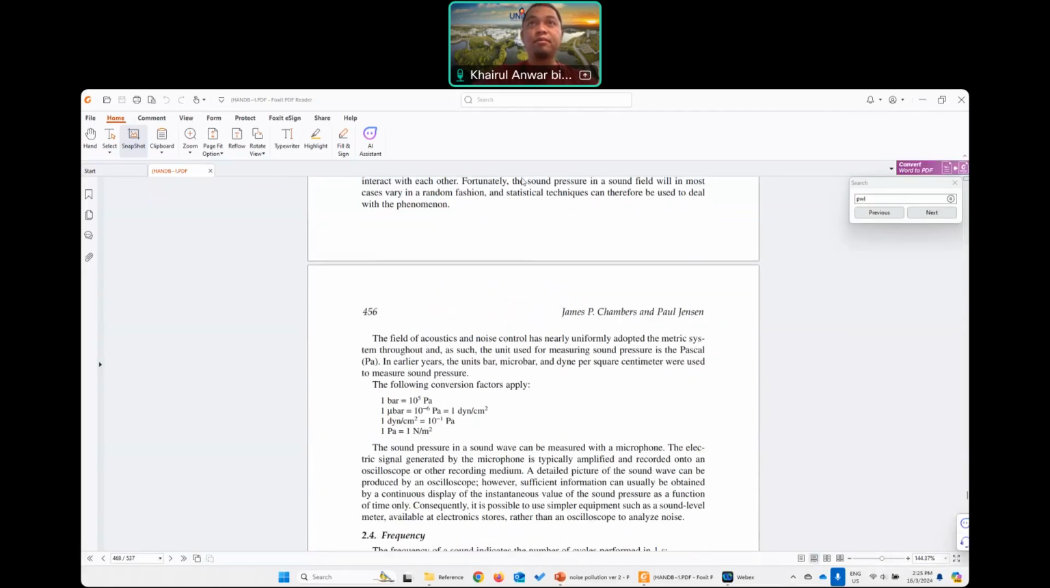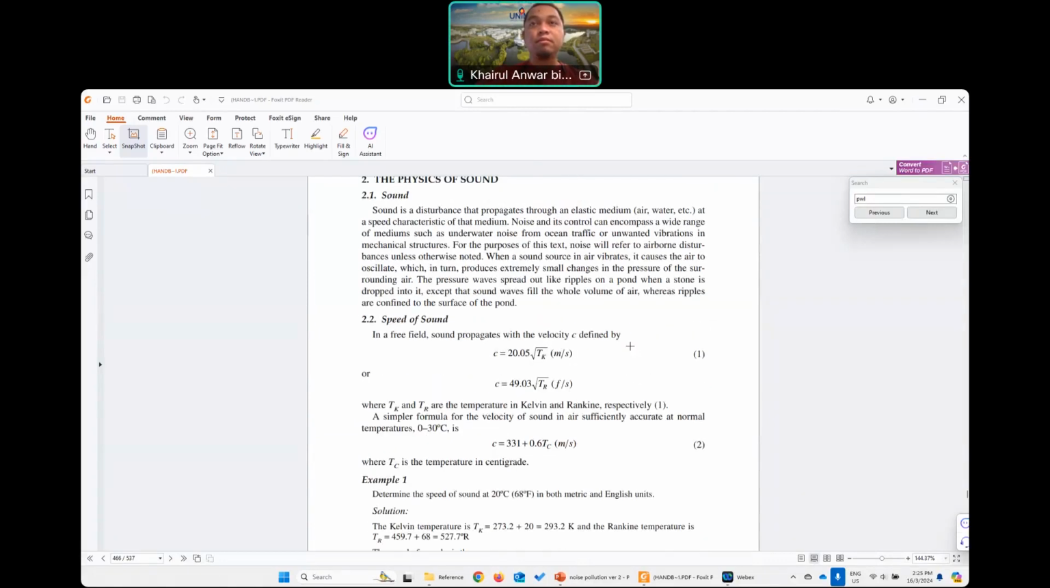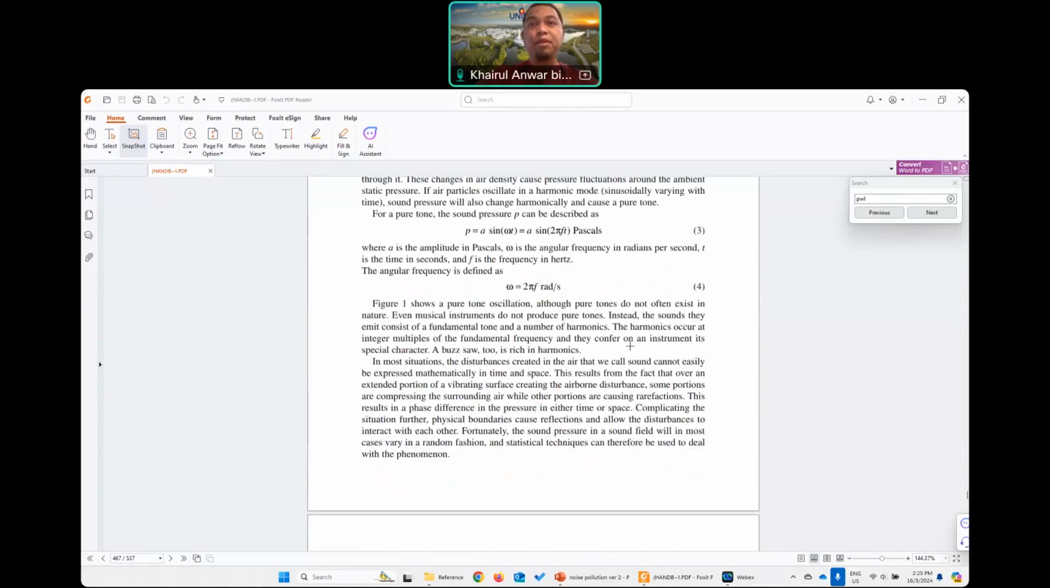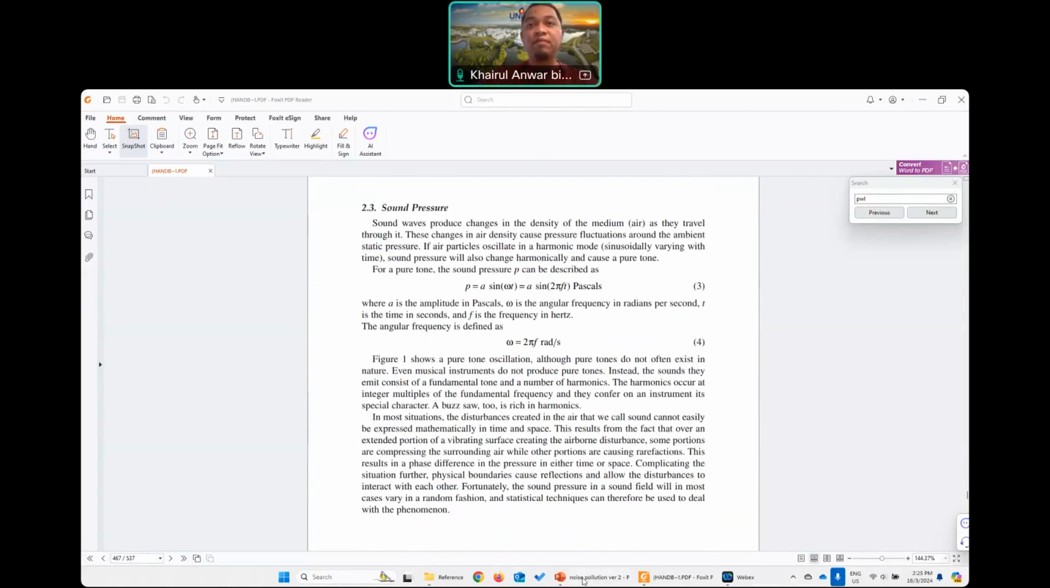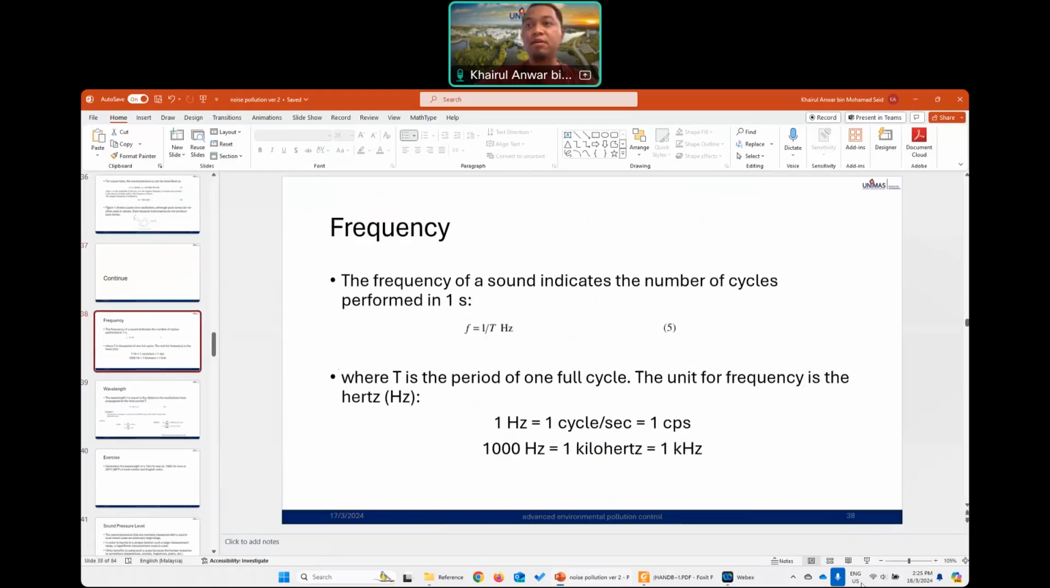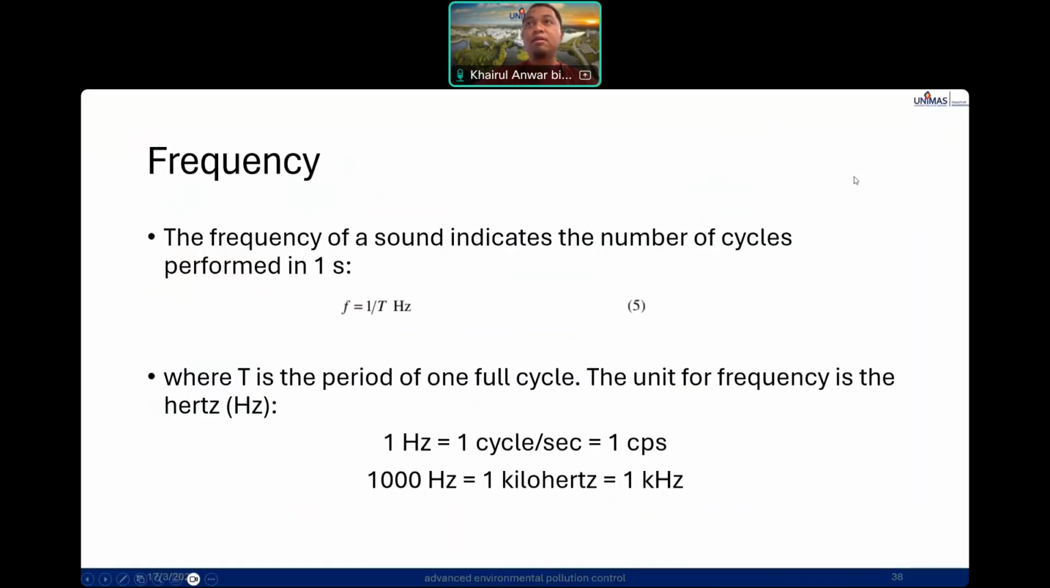Page 455, with the frequency. The frequency of a sound indicates the number of cycles performed in 1 second. The equation is f equal to 1 over T, where T is the period of 1 full cycle.